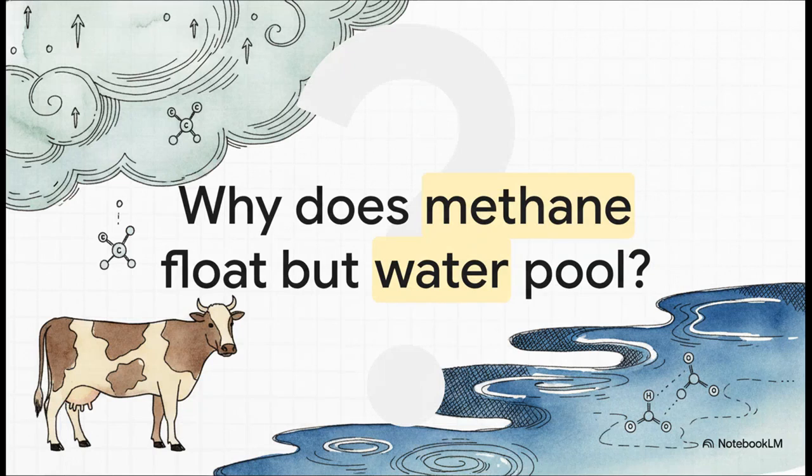To kick things off, let's ponder a real-world mystery for a second. Picture a farm. Why does the methane gas produced by a cow float effortlessly away into the atmosphere, while the water on that very same farm pools heavily at your feet, soaking into the soil? I mean, they're both relatively small molecules, right? So what exactly is the difference here? The answer, as we're about to see, lies in a completely invisible stickiness.